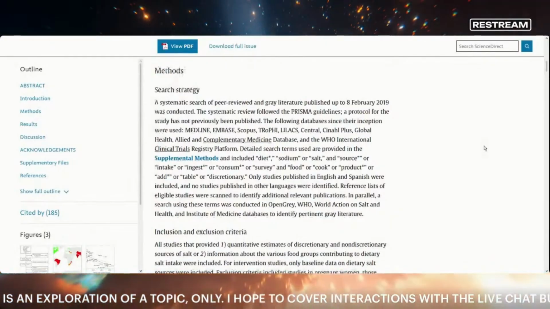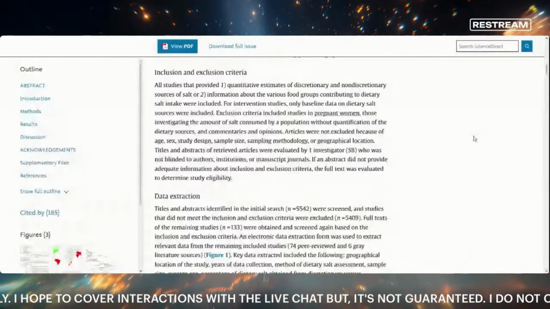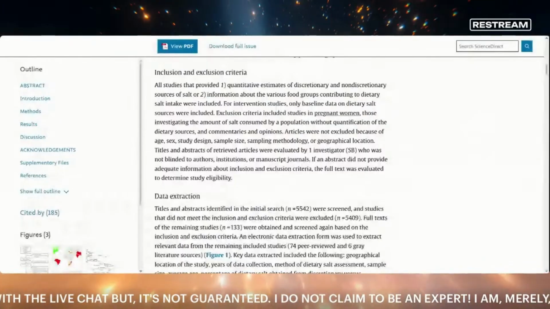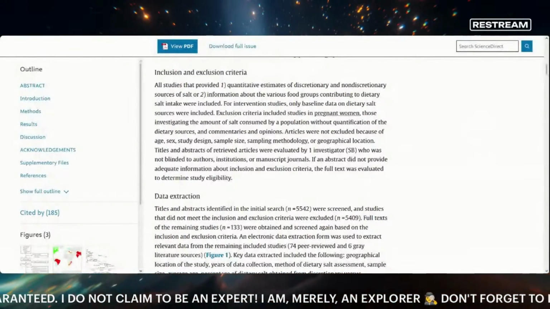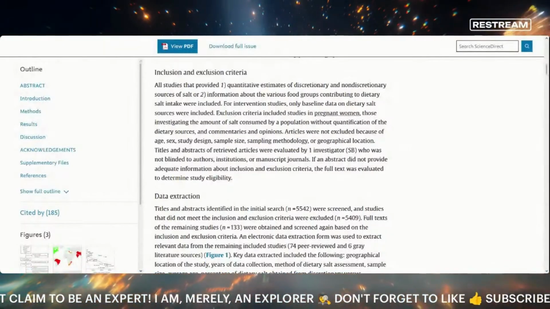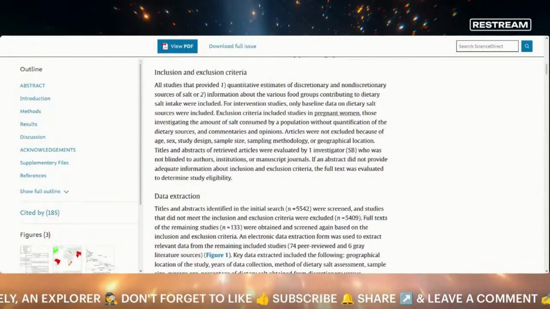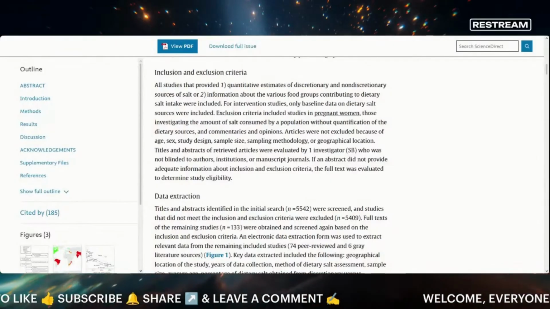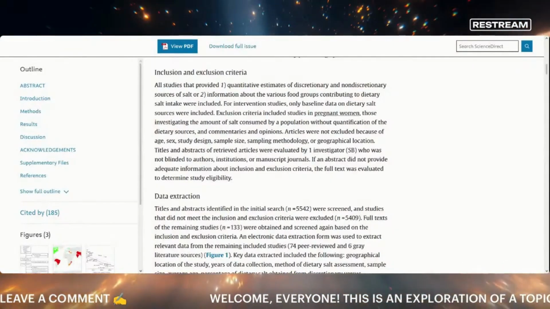Inclusion and exclusion criteria. All studies that provided 1. quantitative estimates of discretionary and non-discretionary sources of salt, or 2. information about the various food groups contributing to dietary salt intake were included. For intervention studies, only baseline data on dietary salt sources were included.